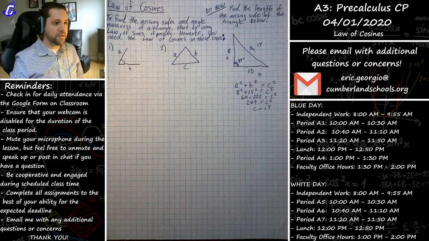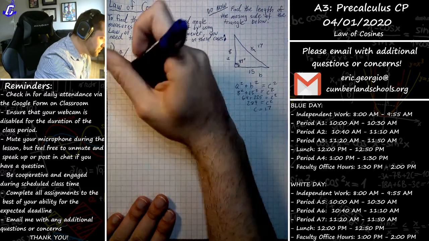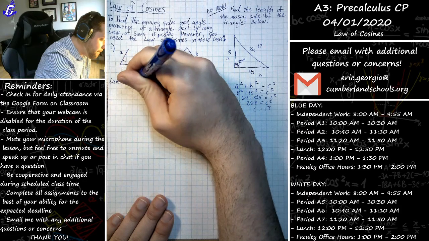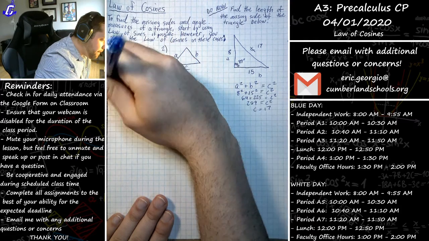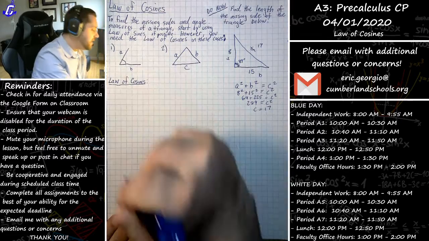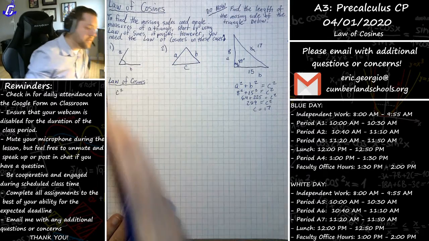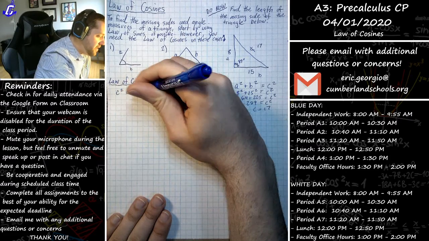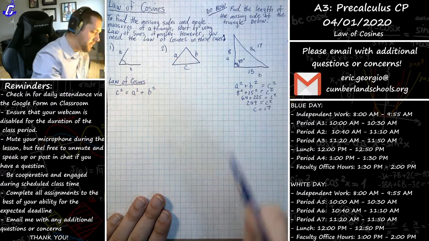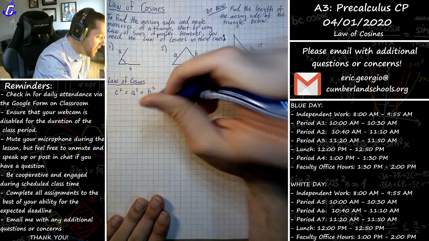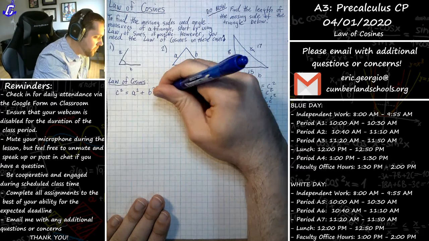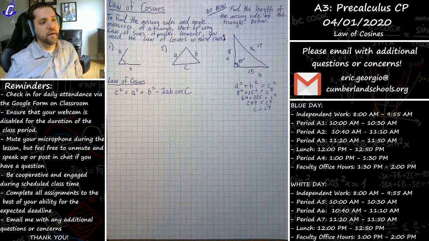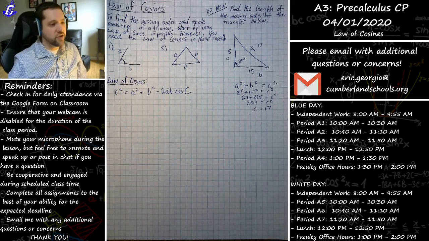This is what the law of cosines looks like. It says that to find any side, c squared, if c is one of your sides of the triangle, it's equal to the other two sides, a squared plus b squared. You might be like, well, that looks really familiar. Then minus 2ab cosine of c. Okay? And that works for any triangle.